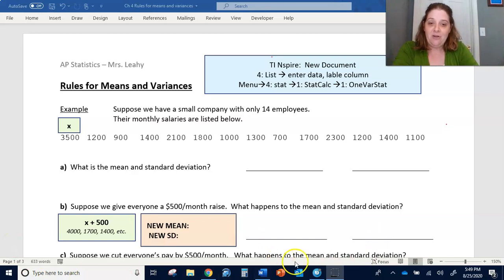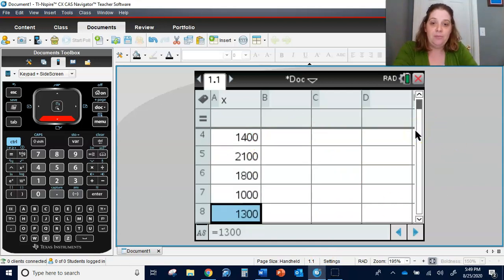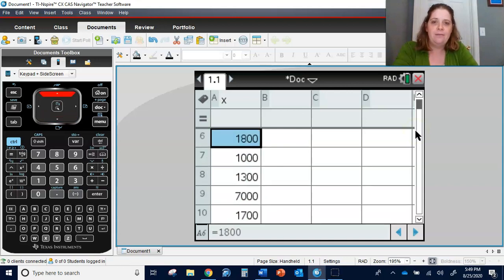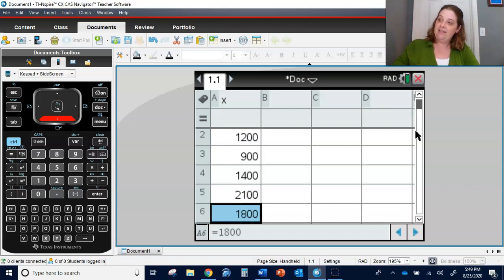Now I have already put my numbers in. So here are those values, and I've entered all of our 14 employees and put their numbers in. There they are. Oh, and it says I have 13. So have I missed one? Oh dear, I better check. All right, 3,500, 1,200, 900, 1,400, 2,100, 1,800, 1,000, 1,300. Oh, that's supposed to be 700. That would have been a doozy, wouldn't it?